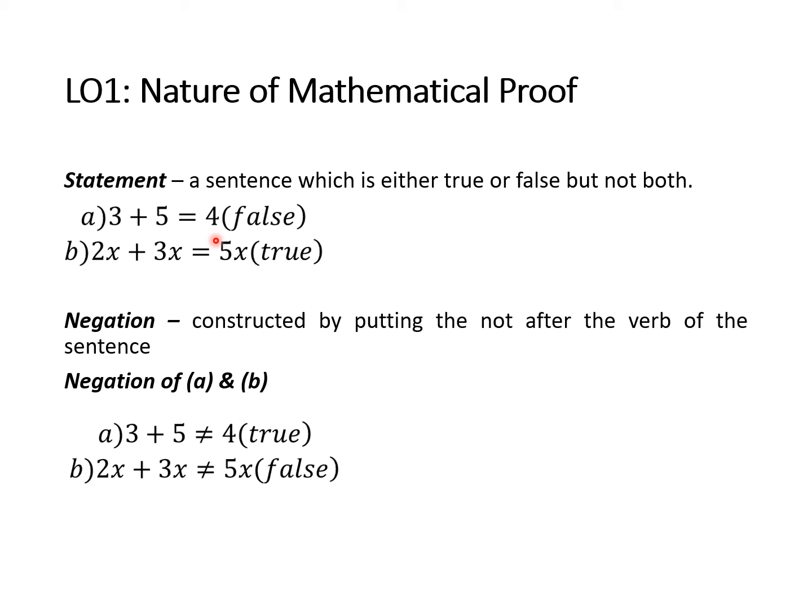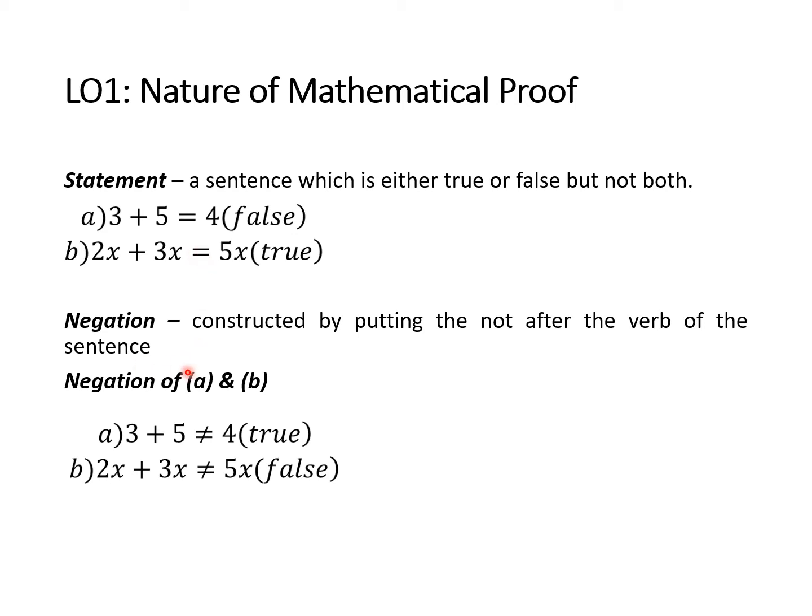A statement has to have true and false, but not both. So a mathematical sentence is either true or false. For example, 3 plus 5 equals 4, which we know is incorrect, so therefore it's a false statement. 2x plus 3x is obviously 5x, so therefore this mathematical sentence B is actually true.